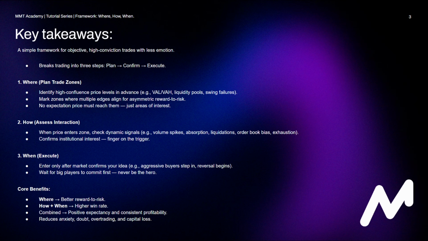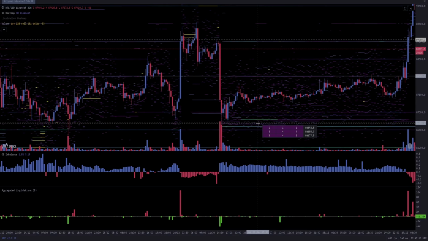The core benefits of this method are that the where will improve your reward to risk ratio, and the how and the when will grant you a higher win rate. Together, these combine to create positive expectancy and consistent profitability, while also reducing your anxiety, doubt, capital loss, and preventing you from overtrading.